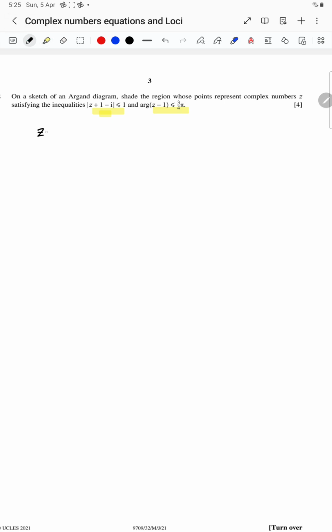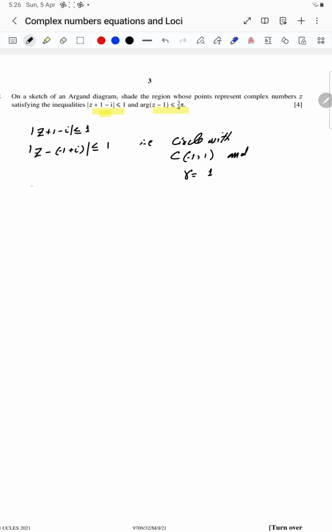Okay, |z + 1 - i| ≤ 1. That means |z - (-1 + i)| ≤ 1, which represents a circle with center (-1, 1), sorry, minus 1, 1, and radius 1.